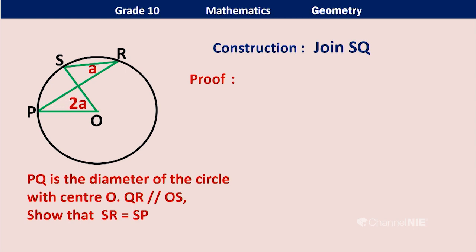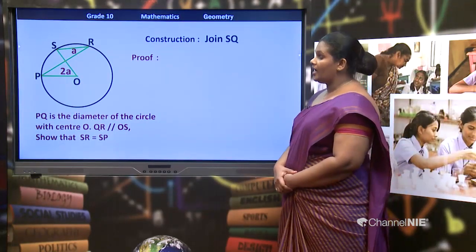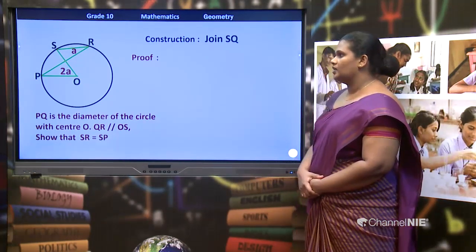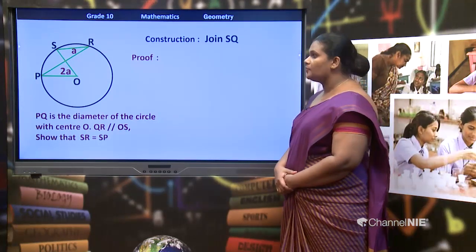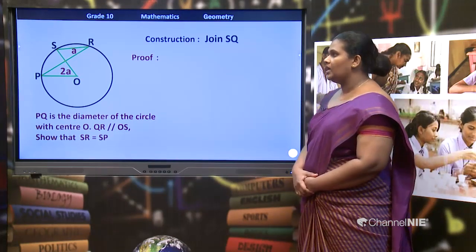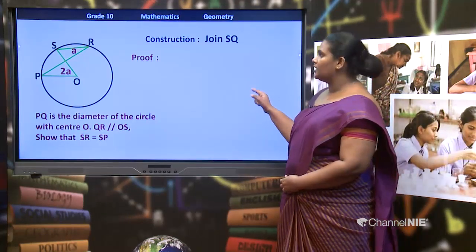Therefore, we know that angle SRP is the angle subtended by the minor arc SP on the remaining part of the circle. The angle subtended by the same minor arc SP at the center of the circle is angle SOP. Therefore, if angle SRP is equal to A, we have to take angle SOP as 2A, twice of A. So, we will write it in the proof.